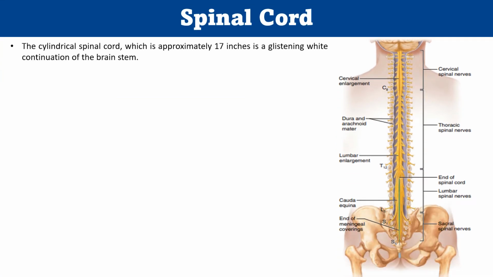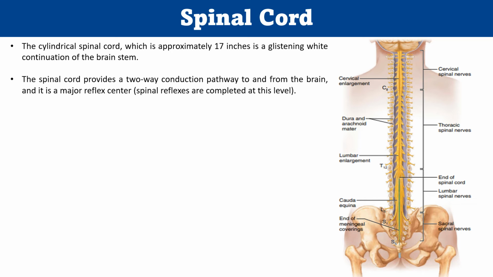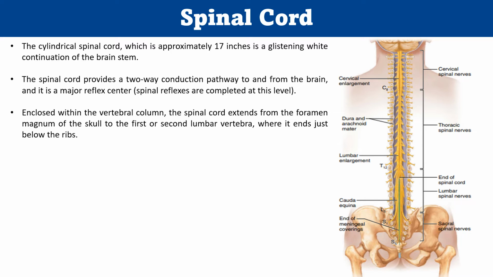Spinal cord. The cylindrical spinal cord, which is approximately 17 inches, is a glistening white continuation of the brain stem. The spinal cord provides a two-way conduction pathway to and from the brain, and it is a major reflex center. Spinal reflexes are completed at this level. Enclosed within the vertebral column, the spinal cord extends from the foramen magnum of the skull to the first or second lumbar vertebra, where it ends just below the rib.